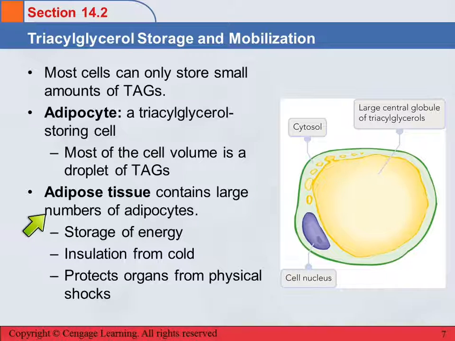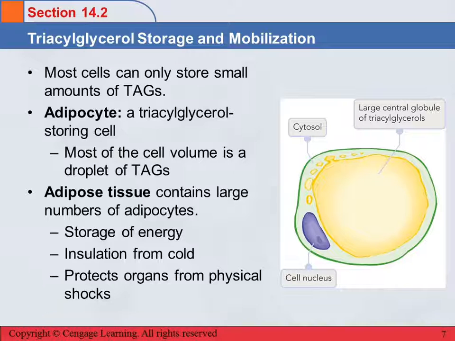And there are functions for fat in your body, this fatty tissue. It's storage of energy. We'll see that fat gives you a lot more energy for the number of carbon atoms than carbohydrates do. It insulates you from cold, because your body needs to maintain a certain temperature in order for all of your biochemical reactions to occur. And the fat acts as almost like a jacket to keep you warm.